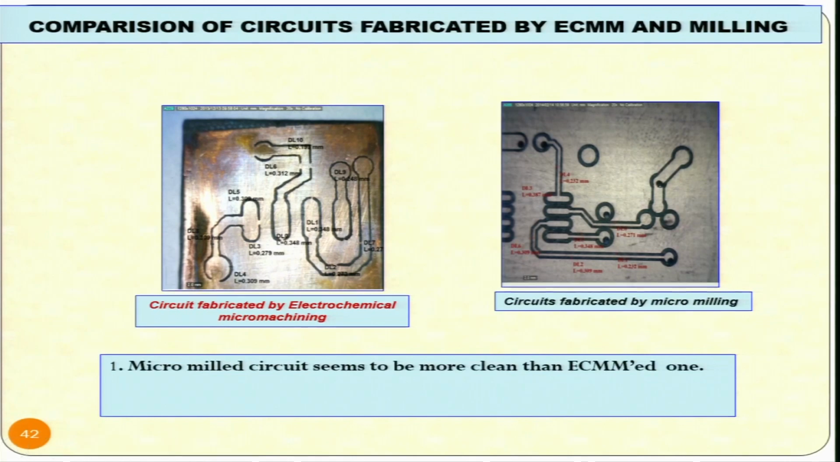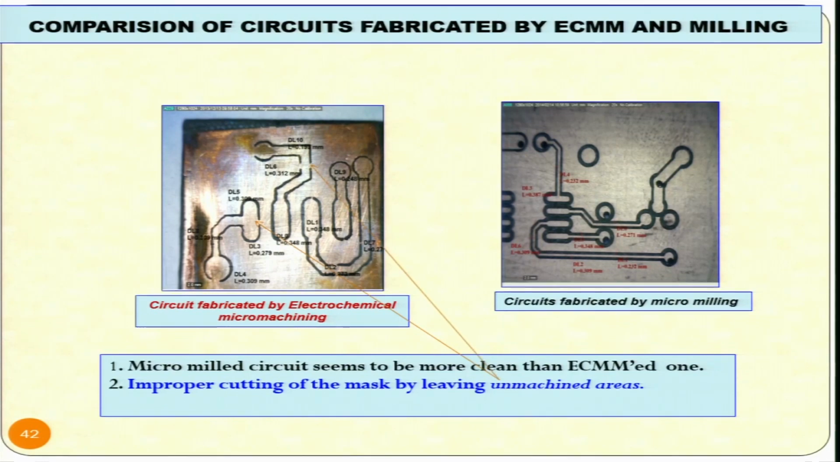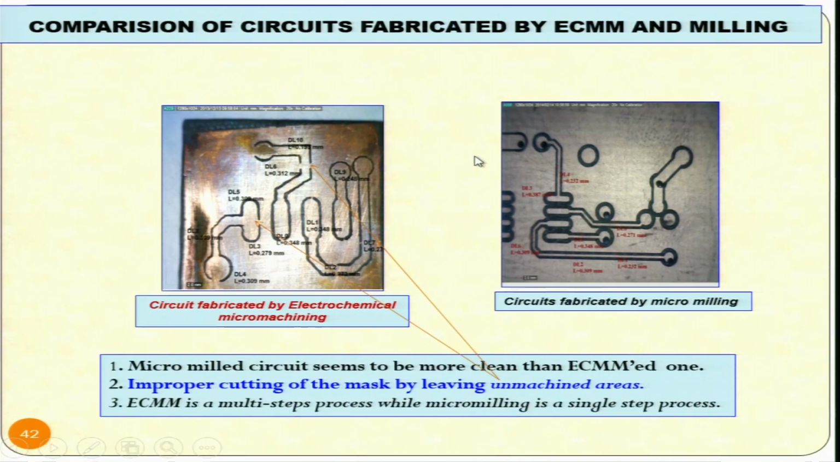The micromilled circuit seems to be cleaner than the electrochemically micromachined one. There is improper cutting of the mask, leaving unmachined areas on the mask, as you can see here as well as here. Electrochemical micromachining is a multi-step process, while micromilling is a single step process like this here.